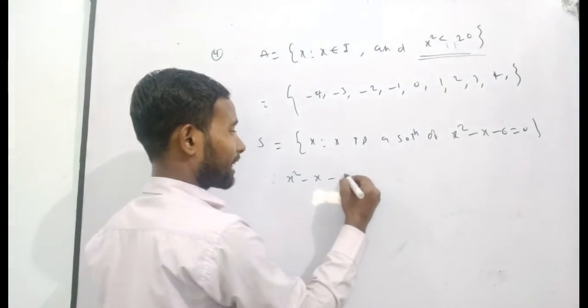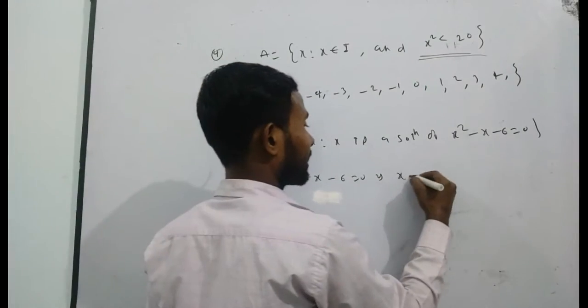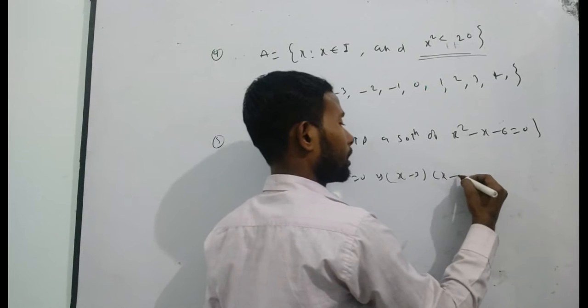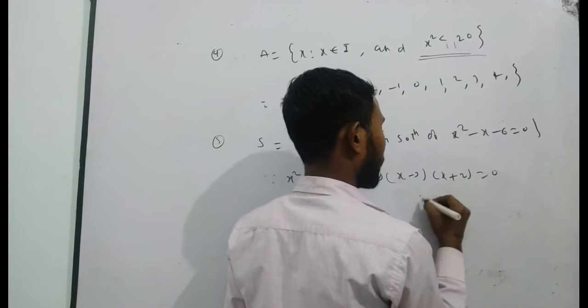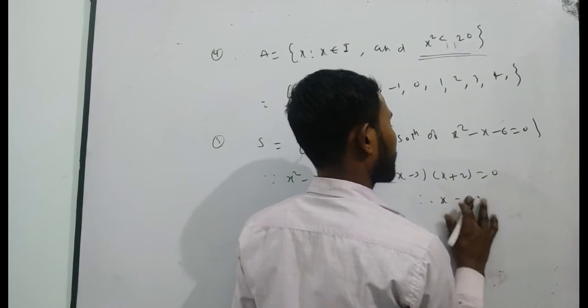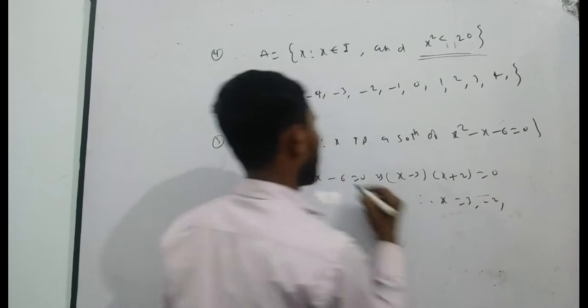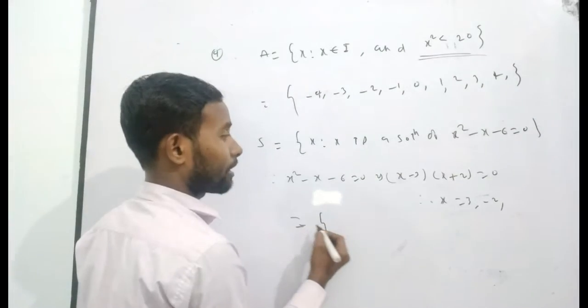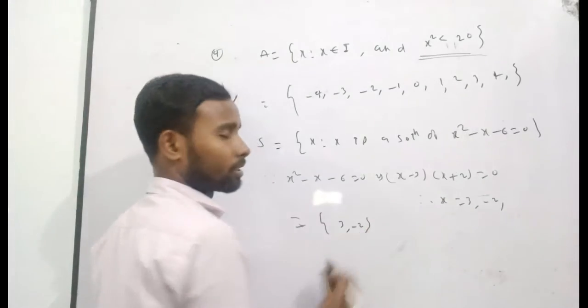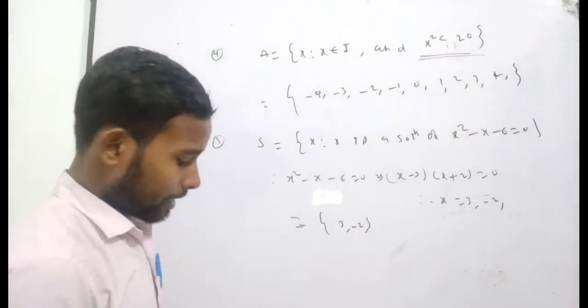Since x square minus x minus 6 is equal to 0, that implies (x minus 3)(x plus 2) is equal to 0. So x is equal to what? 3 and minus 2. That means this set can be written in tabular form as 3, minus 2. It is also very easy. Next will be 7.